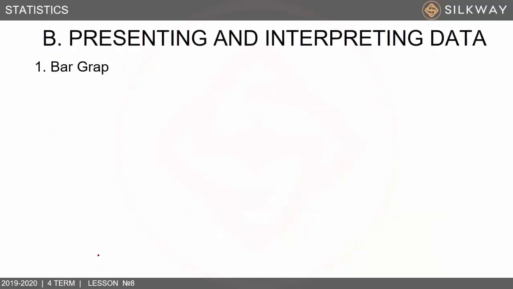Presenting and interpreting data. First one, bar graph. The most common type of graph is a bar graph, also called a histogram. A bar graph uses rectangular bars to represent data. The length of each bar in the graph shows the frequency or size of a corresponding data value.